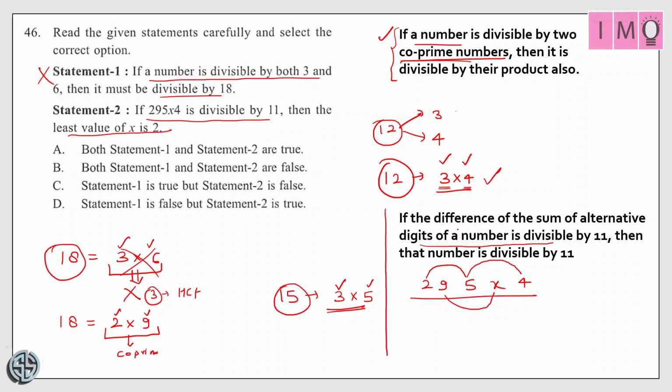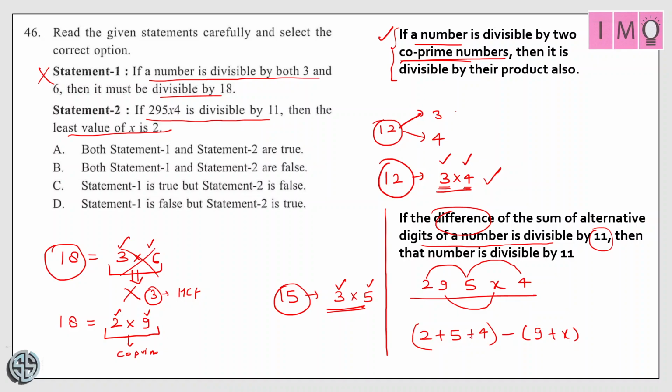Okay. So you have to find the difference of the sum of the alternate digits. First find the sum of 2 plus 5 plus 4. And the sum of the other alternate digits is 9 plus X. Now we have to find the difference of both of the sums, and if the difference is divisible by 11, then we will say that the number is divisible by 11. So let's find the difference.